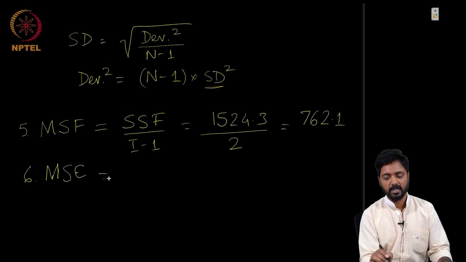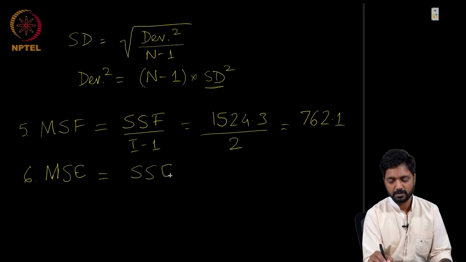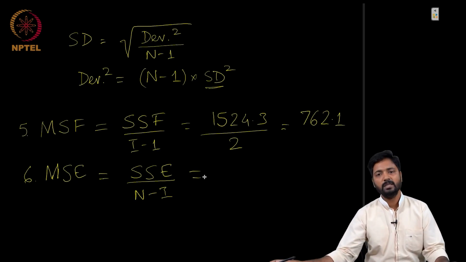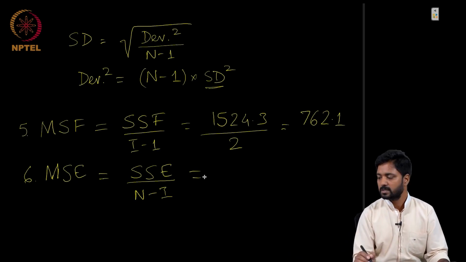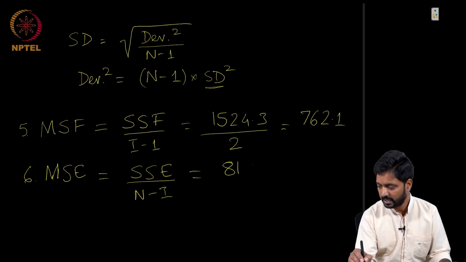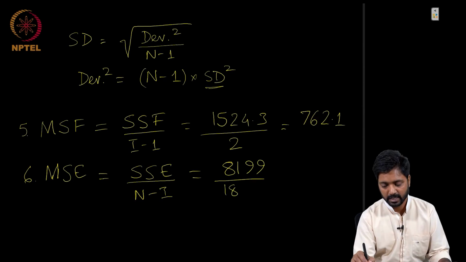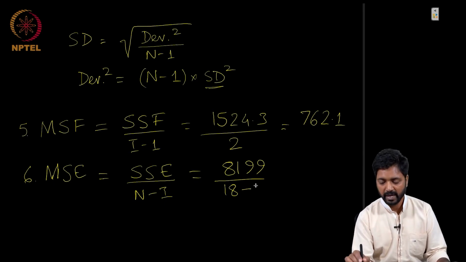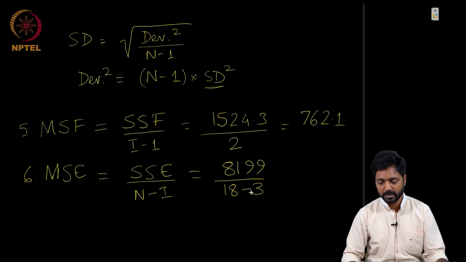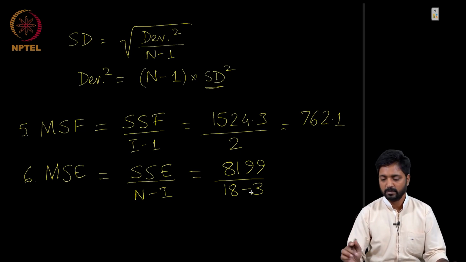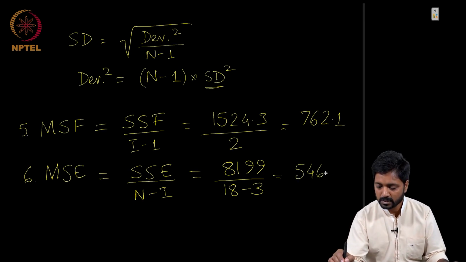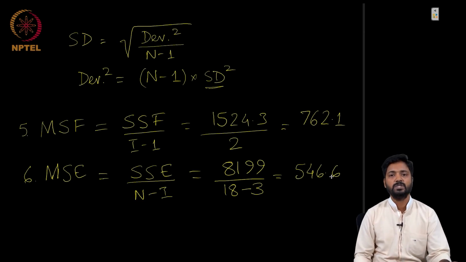We similarly calculate the mean square error, and the mean square error is the sum of squares due to errors divided by the degrees of freedom, which is nothing but n minus I. So, plugging in the values of the sum of squares due to errors, we get 8199 divided by 18, which are the total number of points in the data set that we are dealing with, minus 3, which is the number of samples that we are dealing with in this problem. So, this finally solves to 546.6.